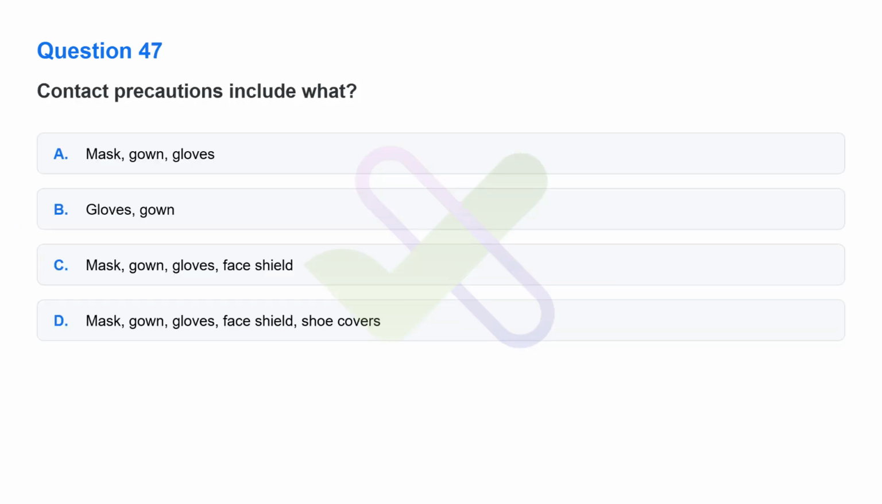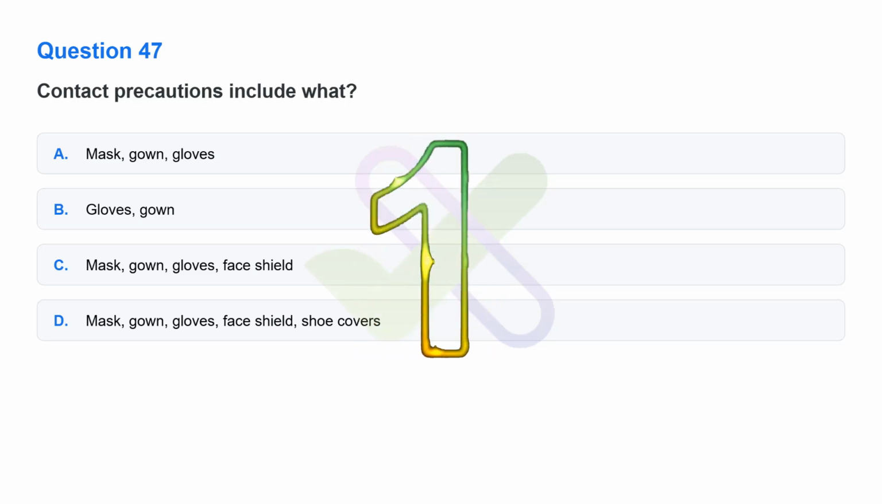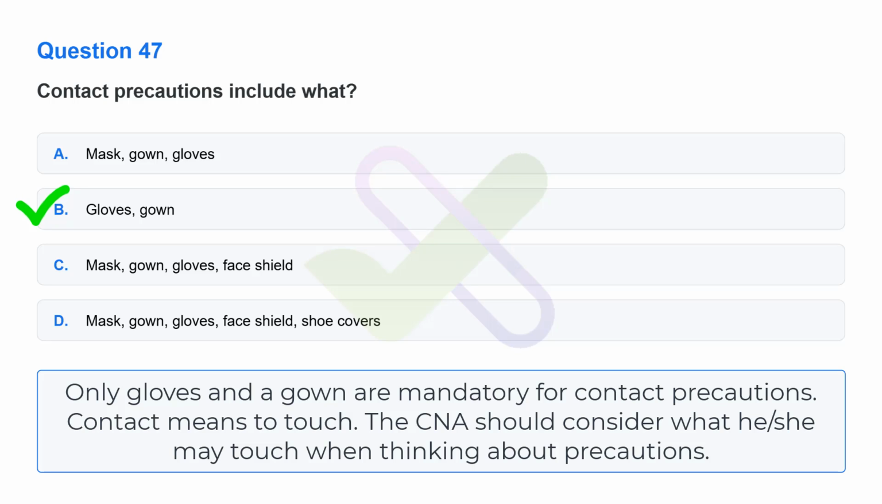Contact precautions include what? A, Mask, gown, gloves. B, Gloves, gown. C, Mask, gown, gloves, face shield. D, Mask, gown, gloves, face shield, shoe covers. Correct answer, B. Gloves, gown. Only gloves and a gown are mandatory for contact precautions. Contact means to touch. The CNA should consider what he or she may touch when thinking about precautions.